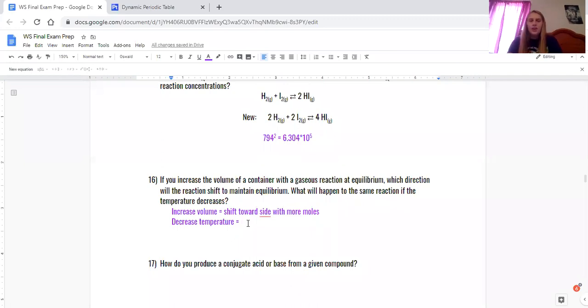So I looked into that. This is going to be based on whether it's endothermic or exothermic. If it is endothermic, it'll shift left. And if it's exothermic, it's going to shift right. So it's going to shift toward the side with, I guess, less heat inside the reaction. That's what it's doing there.